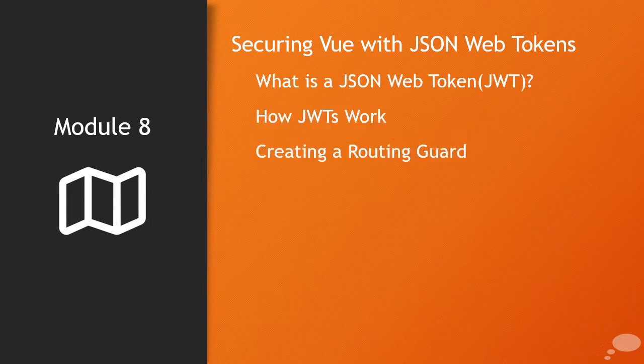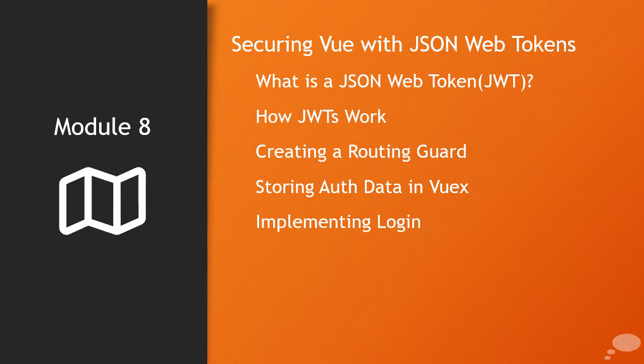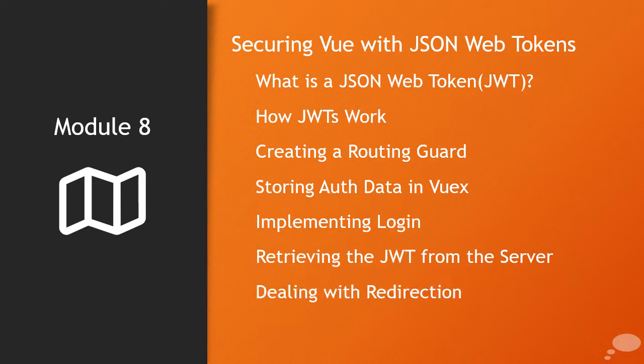We'll create a routing guard to allow us to use JSON tokens. I'll show you how to store authentication data in Vuex. We'll implement a login within Vue. We'll retrieve the JWT from the server. We'll deal with redirection inside Vue. We'll use the JSON Web Token to make a server call. Let's get started.